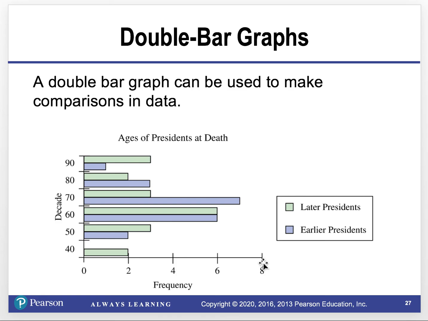Okay, here's a double bar graph. Here they've taken that information on the ages at president's death and used those stem and leaf from where we had the later presidents versus earlier presidents, and made a double bar graph, right? Green bars represent the ages of the later presidents' deaths.